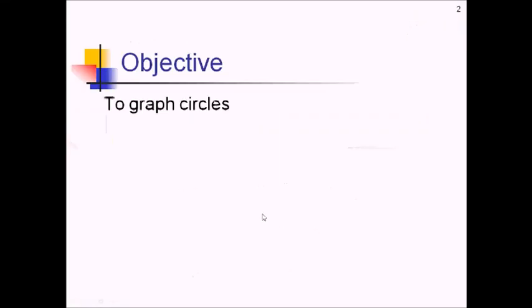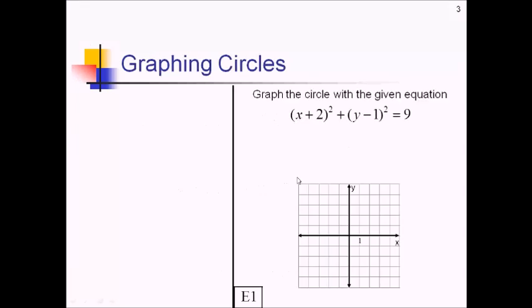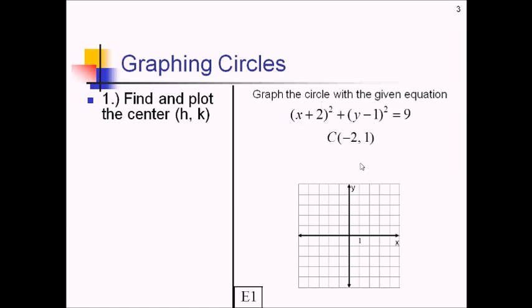In this one, we'll be graphing circles. So let's go through how to graph a circle, and then you can try one on your own. First step, find and plot the center. So for this one, that's going to be -2, 1, which will be right over here.